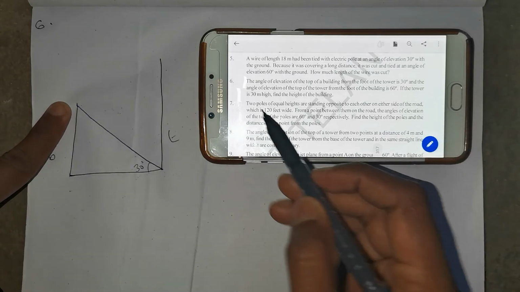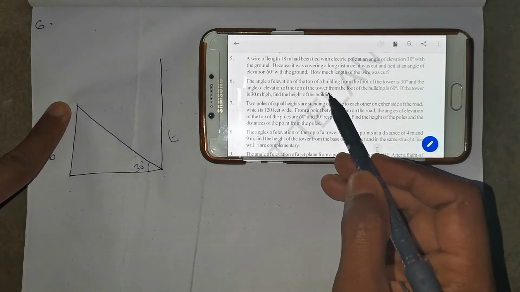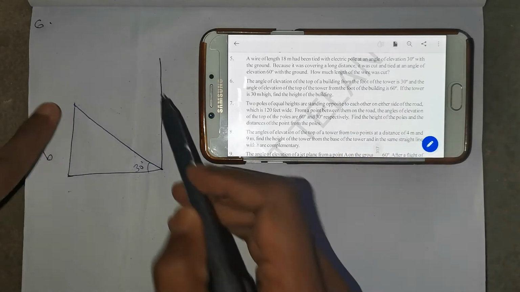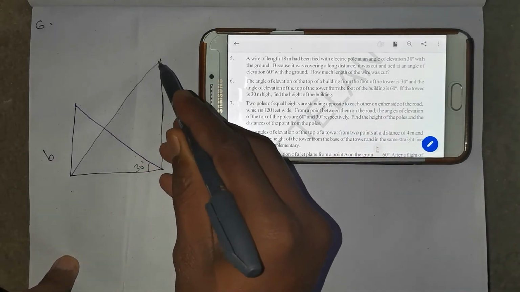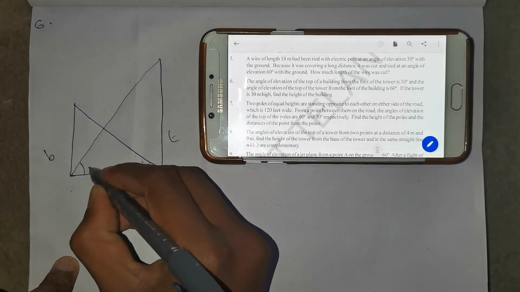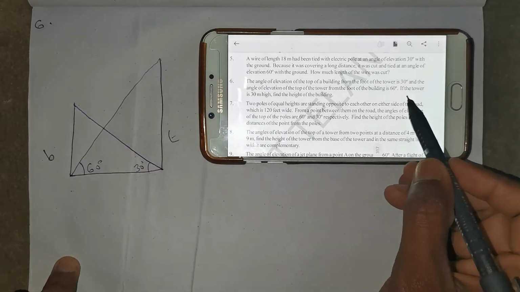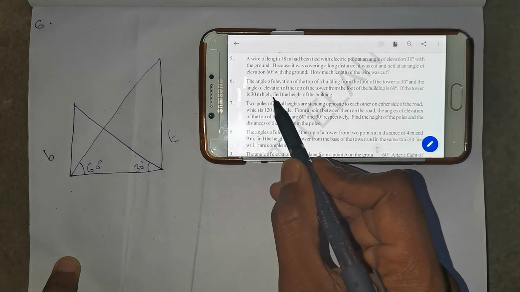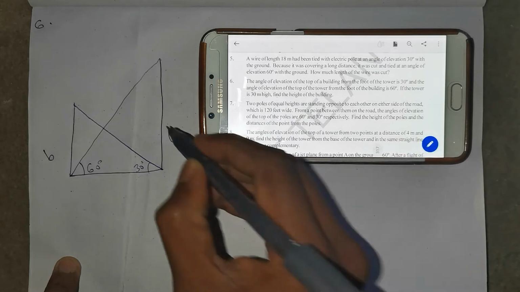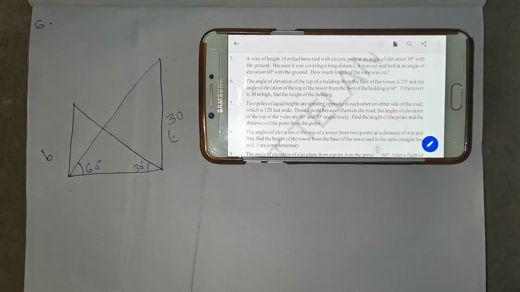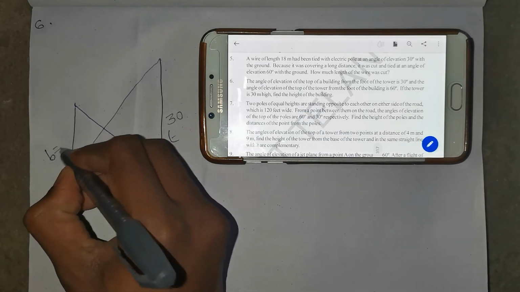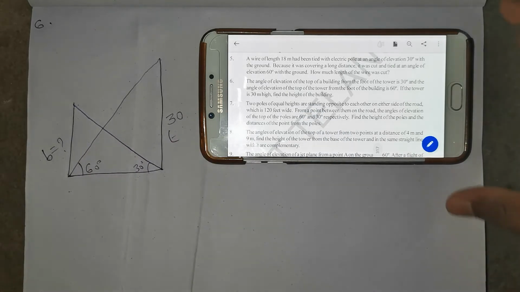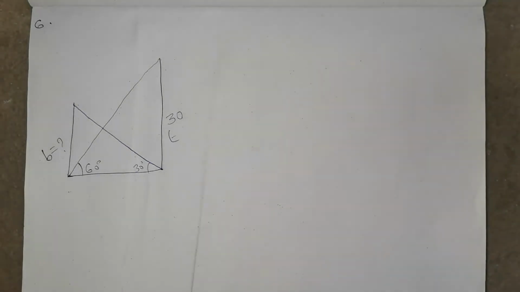Next, the angle of elevation of the top of the tower from the foot of the building, top of the tower from the foot of the building. This angle of elevation is given as 60 degrees. If the tower height is given as 30 meters, then he is asking to find the height of the building. This building height he is asking. Okay, let us check the solution then.